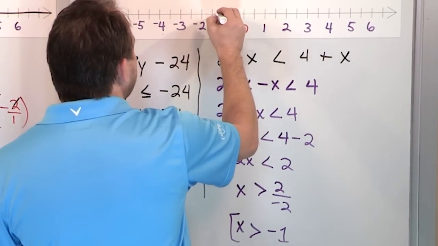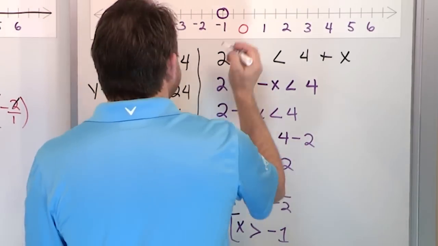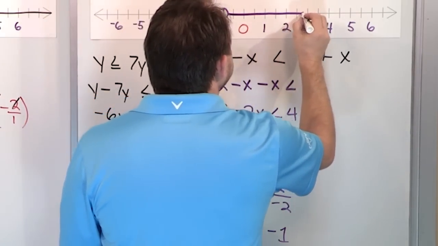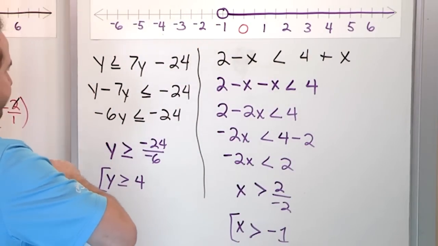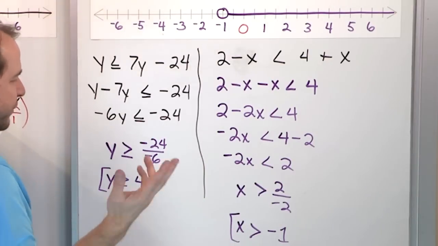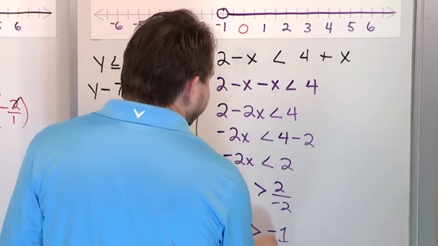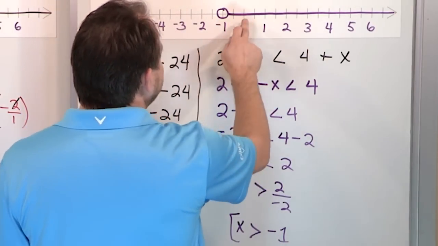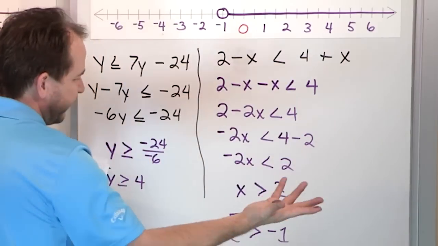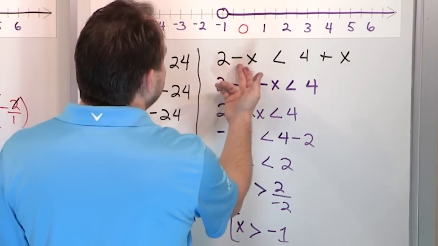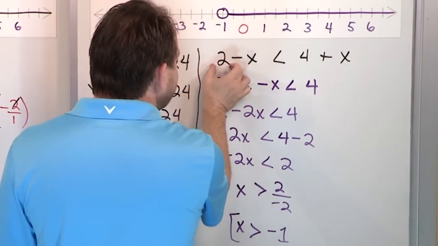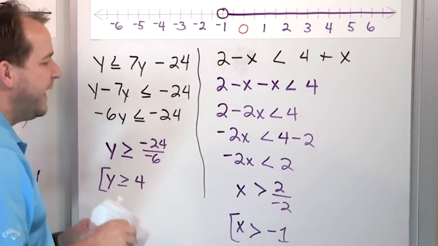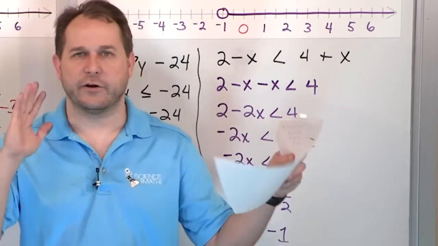So we put an open circle here, and then we shade everything to the right. Open circle at negative 1, shade everything to the right. So just to pick an example if you want, notice we're saying x is greater than negative 1, so we're saying 0 should work, right? Just as a single example to put in here, 2 minus 0, that gives us 2. 4 plus 0 gives you 4. 2 is less than 4. It works.